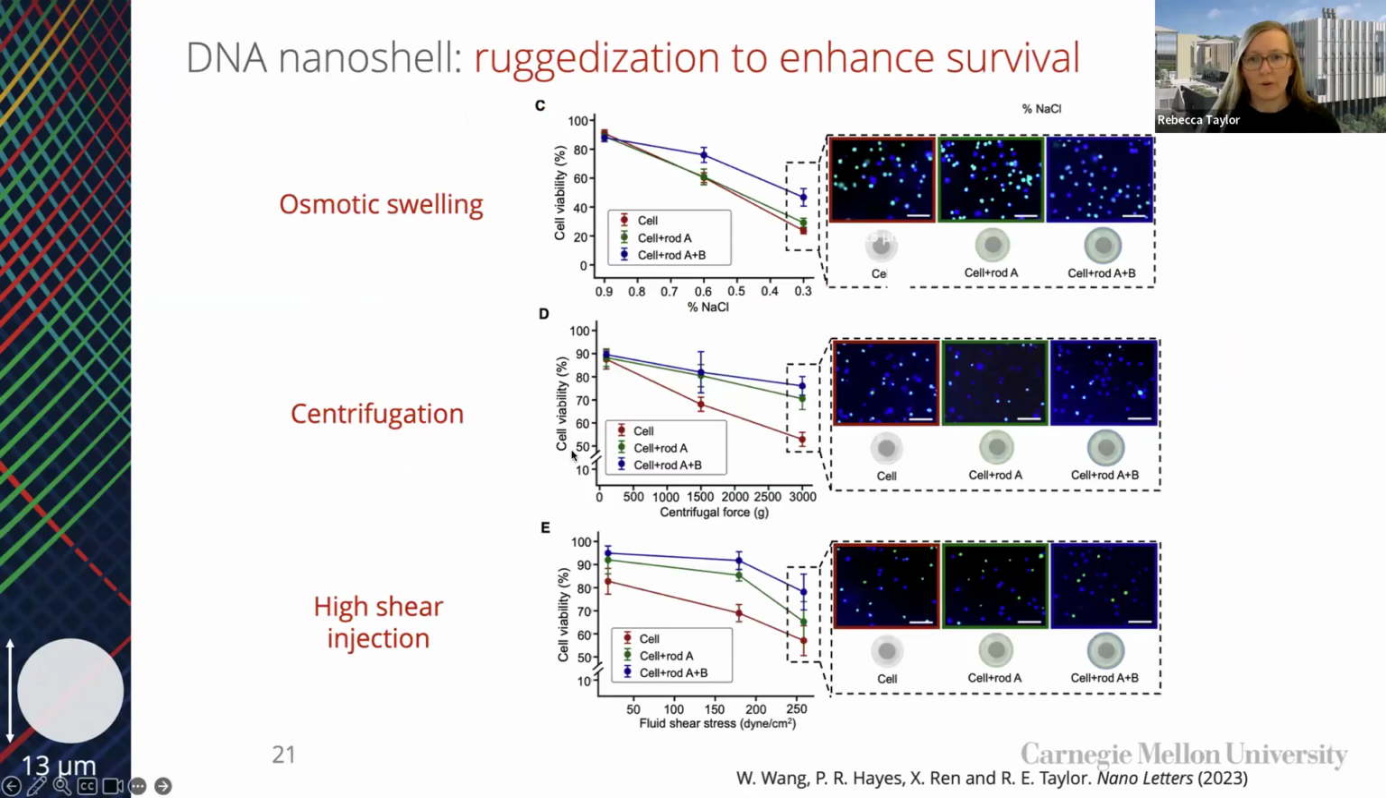We used osmotic swelling, centrifugation, and high shear injection to see if these shells could increase the survival of the cells. Indeed, we saw a boost from just rod A, but we saw a much greater improvement in survival with both rod A and rod B. So now we have a potential way to strengthen an arbitrary cell, and you could imagine targeting this to certain cells that have certain properties for temporary protection.